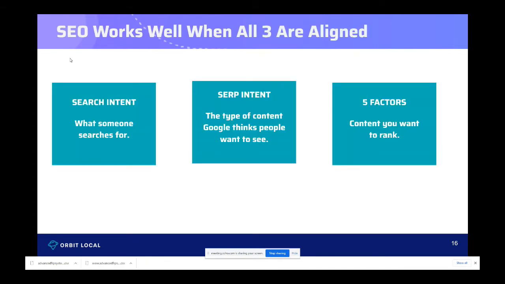So when we talk about how to do SEO this year, next year, last year, it's pretty much going towards this alignment where you have search intent, what someone is sitting down at the computer searching for, and SERP intent. That's the type of content Google thinks people want to see. And we'll get into that. And then we have your 5 factors on your website, and that's basically your page, the content you want to rank. And so we're going to take a look at this with a few examples.